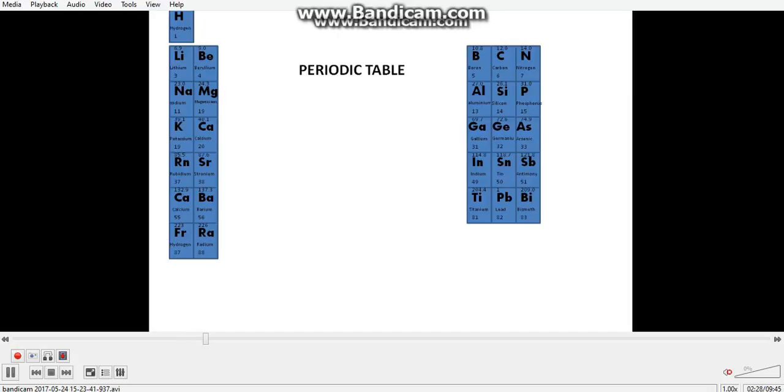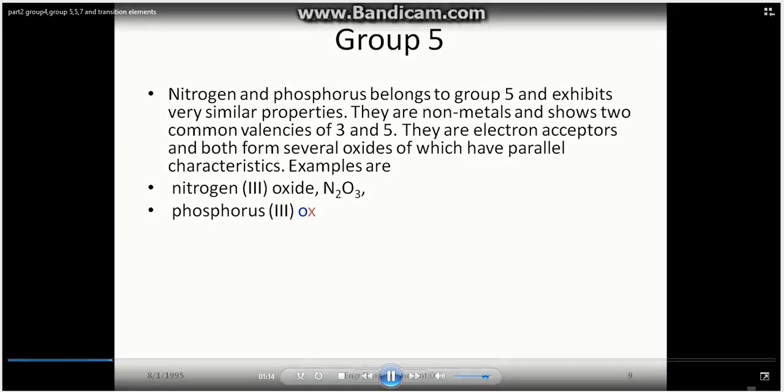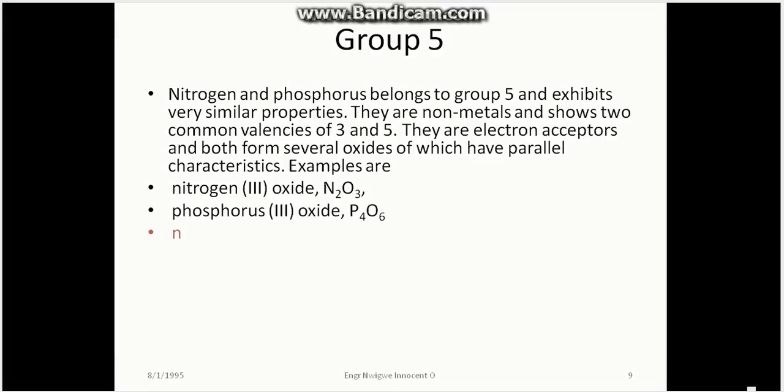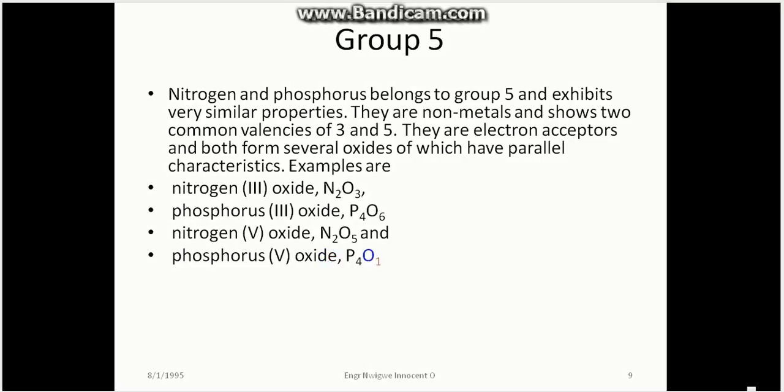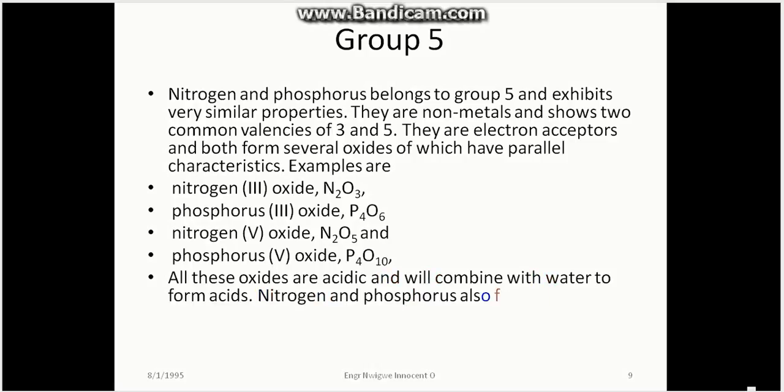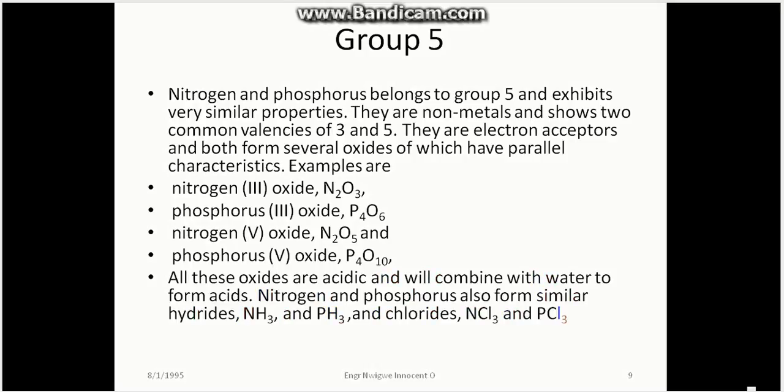Examples are nitrogen(III) oxide N2O3, phosphorus(III) oxide P4O6, nitrogen(V) oxide N2O5, and phosphorus(V) oxide P4O10. All these oxides are acidic and will combine with water to form acid. Nitrogen and phosphorus also form similar hydrides, NH3 and PH3, and chlorides, NCl3 and PCl3.